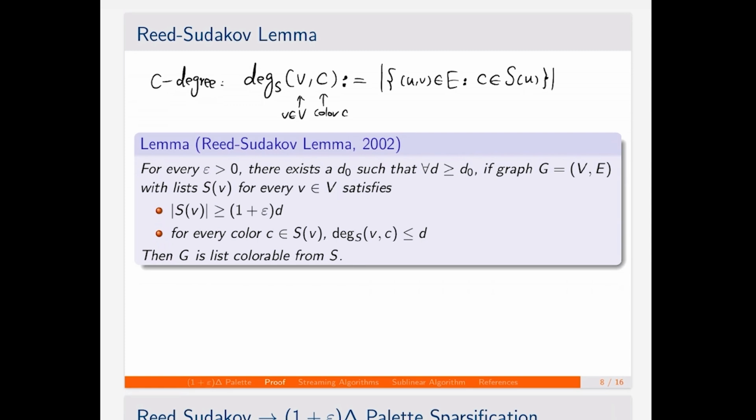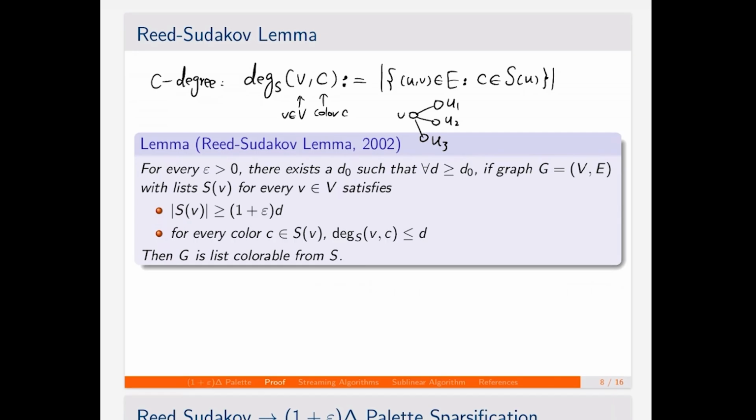Okay, so if you have a vertex V and you have many other vertices, U1, U2, U3, that are neighbors of V, then this C degree counts how many neighbors of V have this color C inside their list. And if the C degree of this vertex V is large, then it would imply that choosing color C for this vertex V would likely result in a conflict, and vice versa.